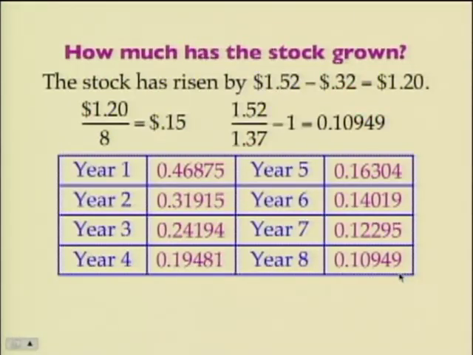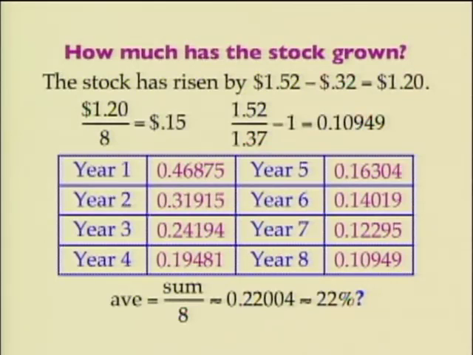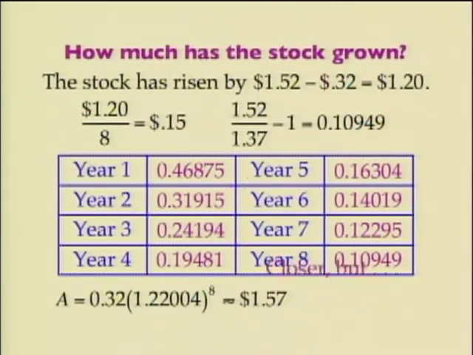And then we could say, well, all right, I've got 8 rates of growth, average them up. Add them up, divide by 8. That gives me a little over 22% growth. Is that correct? Well, let's test that again. If I take that 22.004, add 1, raise that to the 8th power, multiply by my principal, I get $1.57. That's closer, but it's still too big. Okay? So clearly we're not on the right track.